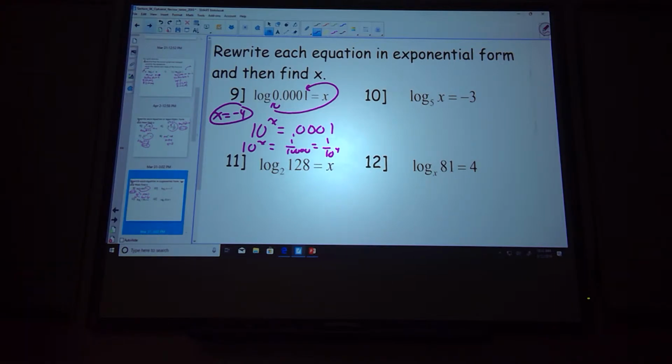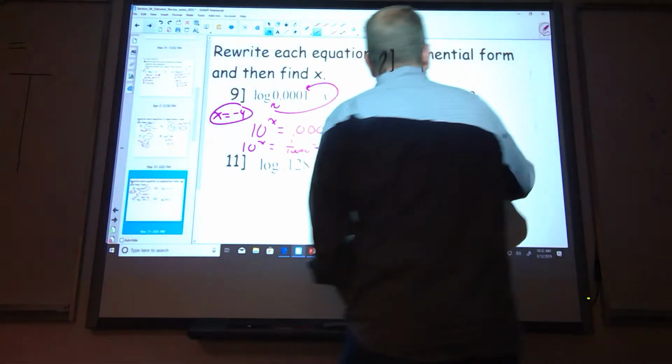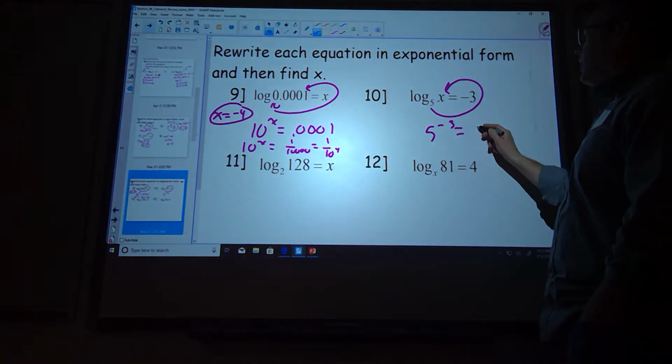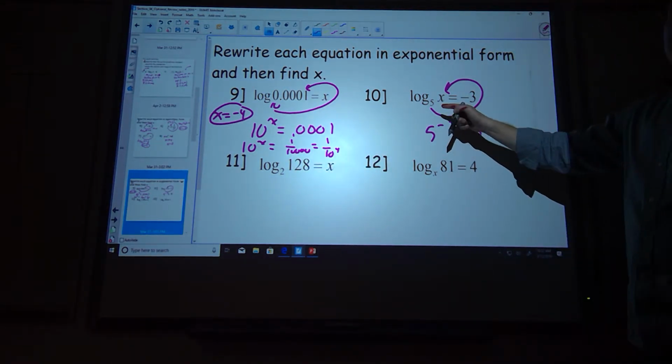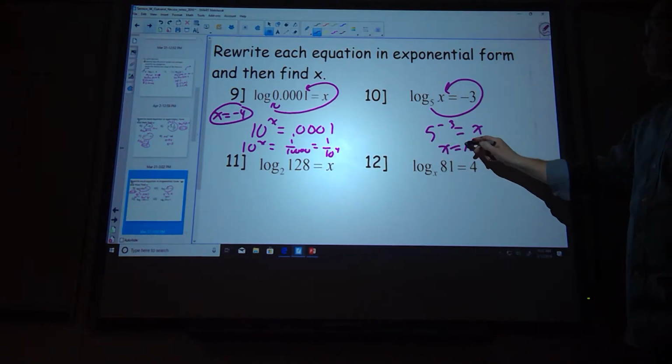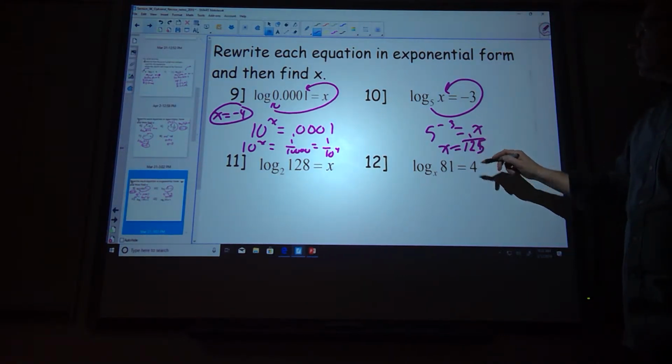Number 10, rewrite in exponential form, then find x. So 5 to the negative 3 is equal to x. That's going to be 1 over 5 to the third. 5 to the third is 125. So 1 over 125.